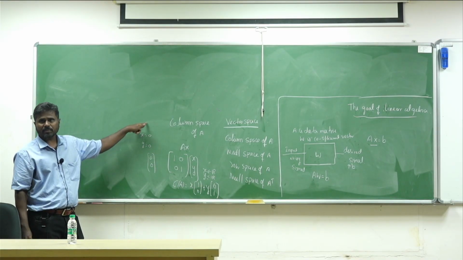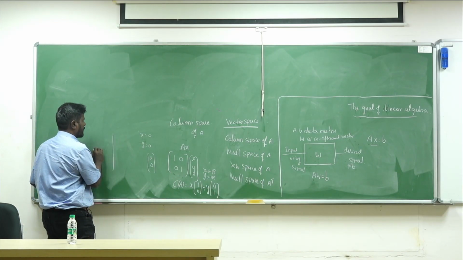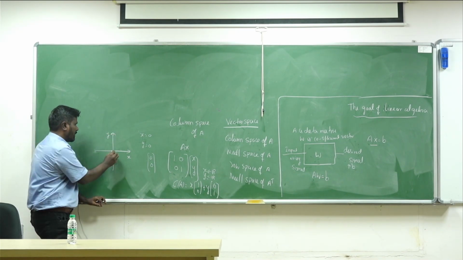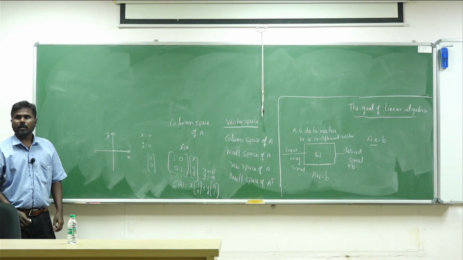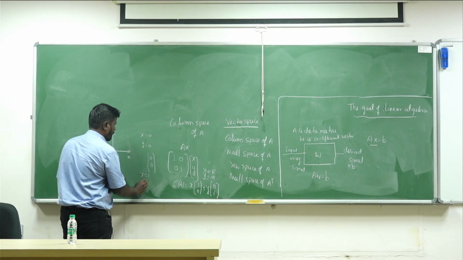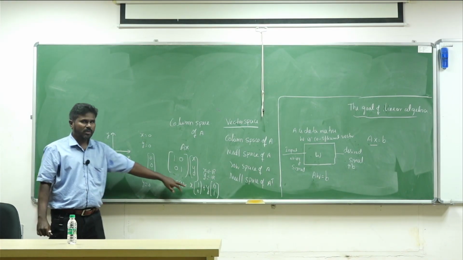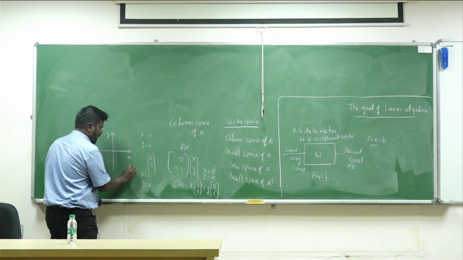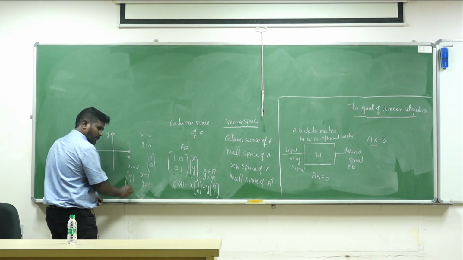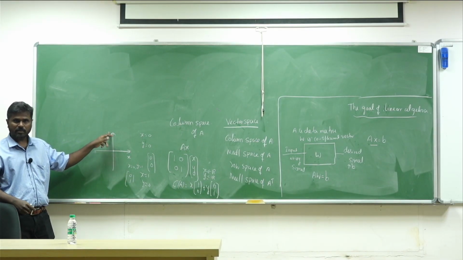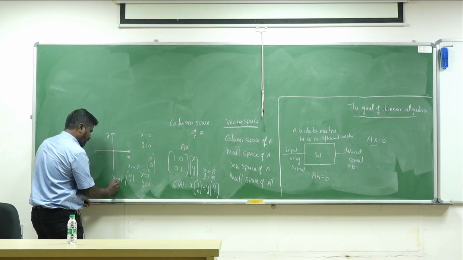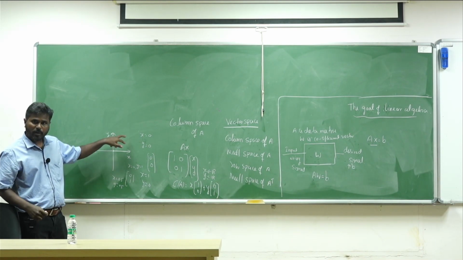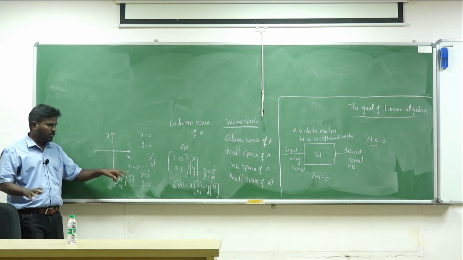The 0 vector is in the column space of A. Say x equals 1 and y equals 0. This vector also is in the column space of A. x equals 0 and y equals 1. This also is in the column space. x equals 0.5, y equals 0.5. What is that vector? The 0.5, 0.5 also is in the column space of A.